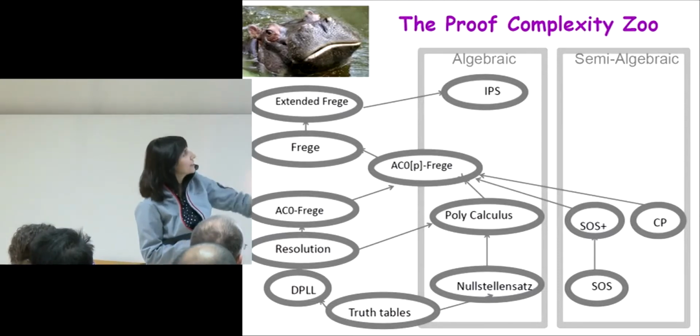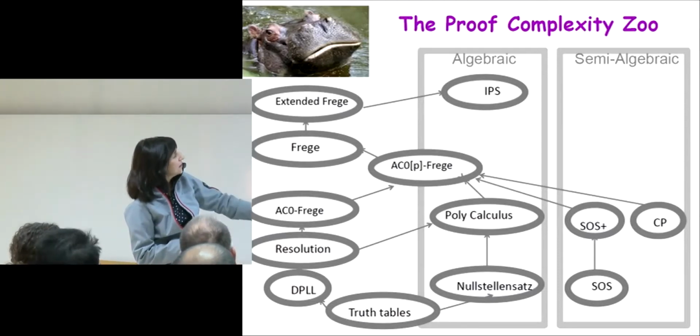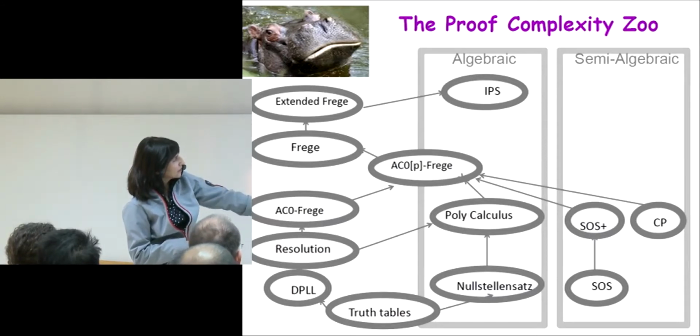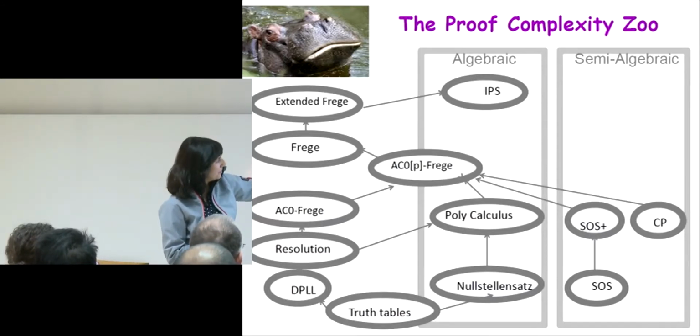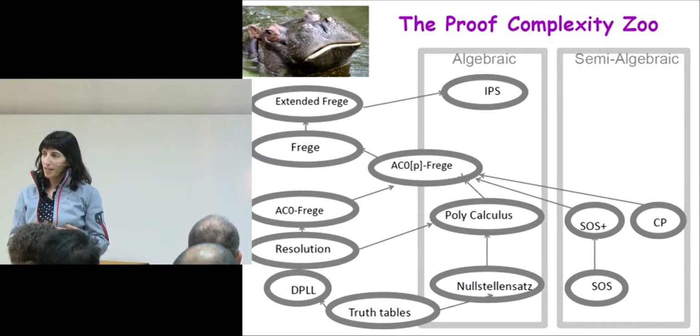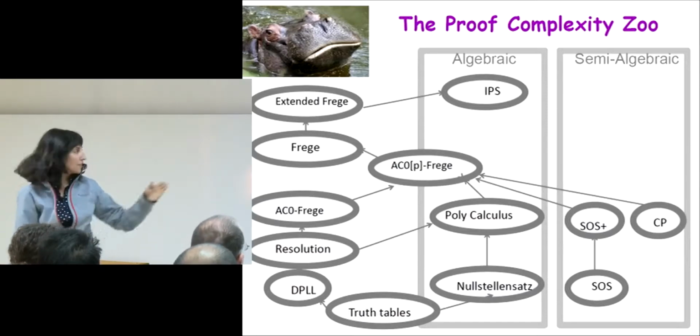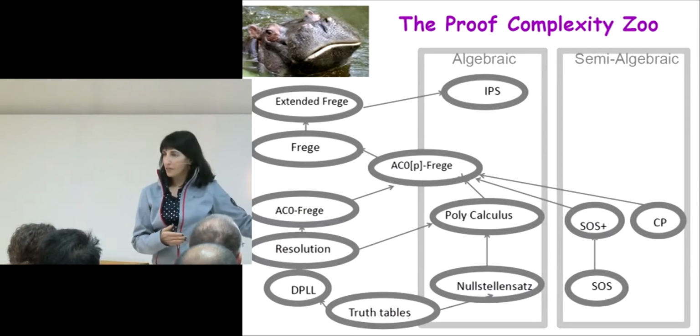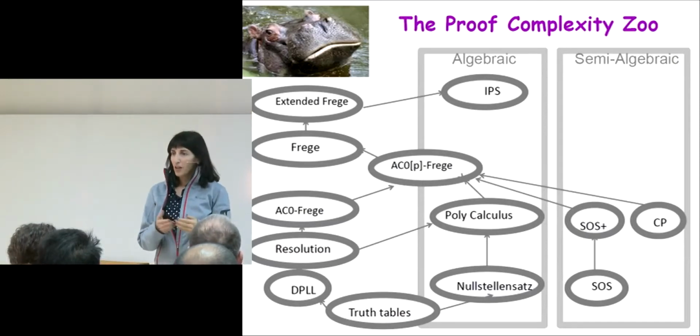So here are some of the standard propositional ones on the left. Basically, you can think of all of these as the same proof system. It's some sort of rule-based system where you have a finite number of axioms and rules. And what differs here is you impose a restriction on the complexity of the allowable formulas in the proof.